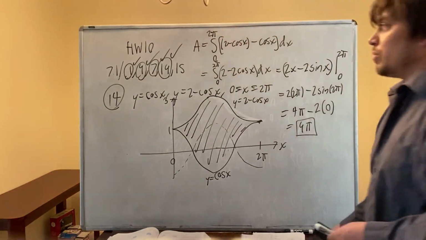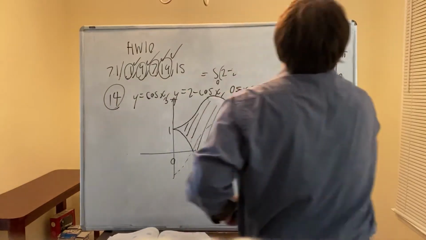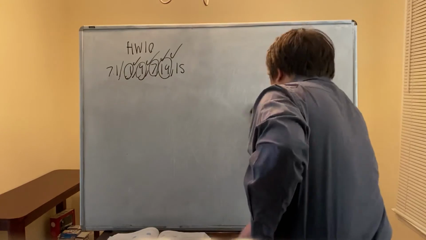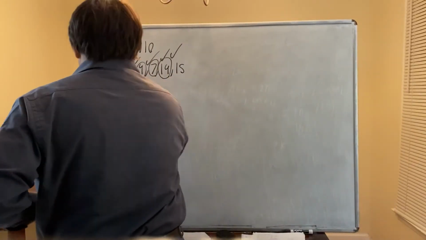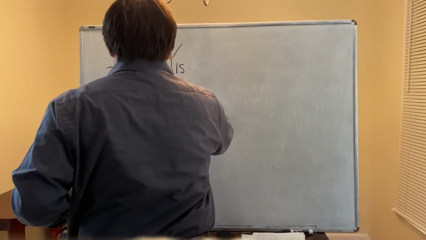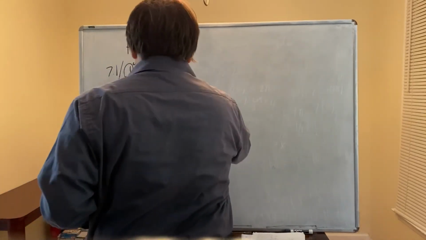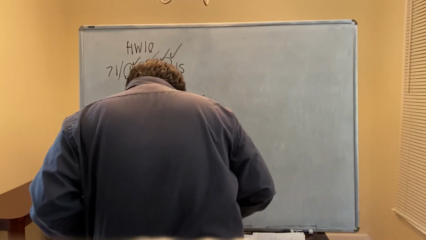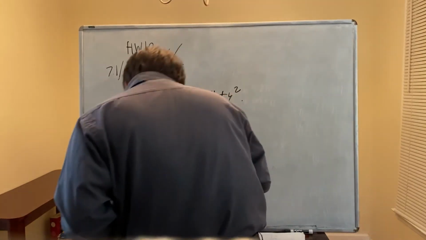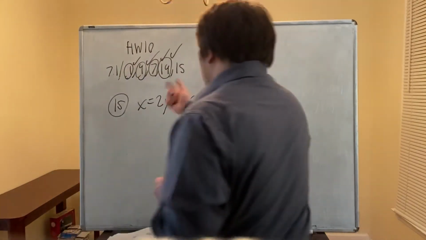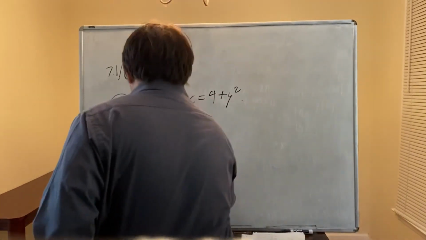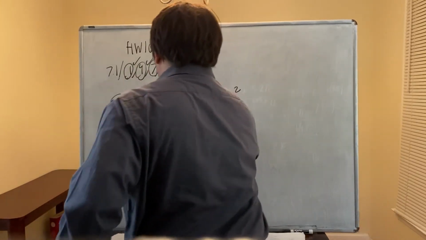Okay, and so now number 15. Number 15 is x equals 2y squared, x equals 4 plus y squared, and sketch the region enclosed by the given curves and find its area. So we're going to find the region enclosed by these given curves. It's the x-axis and y-axis.